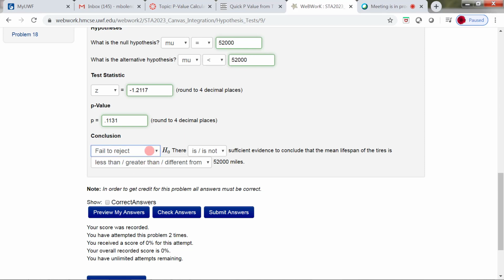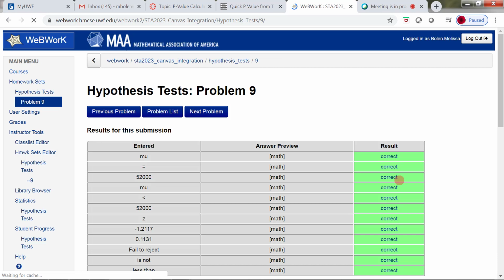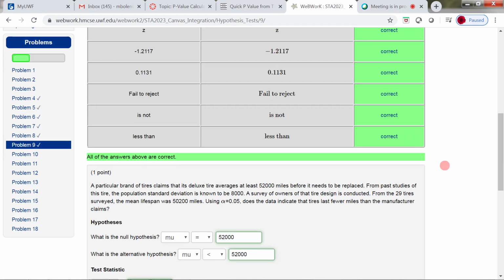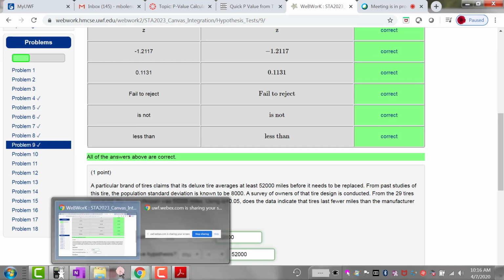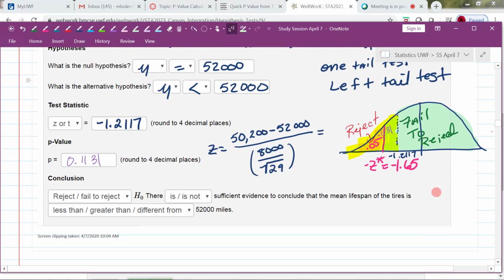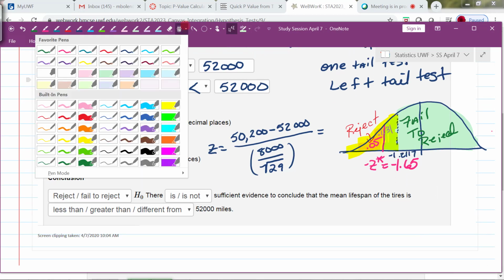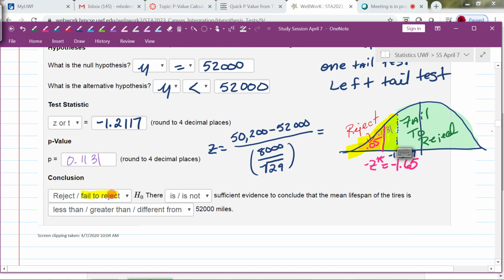If I fail to reject, that means there is not sufficient evidence to conclude that the mean lifespan of the tires is less than 52,000. There we go. And let me highlight that last little bit here. So we fail to reject. There is not sufficient evidence that it is less than. Alrighty, any questions on this problem from everybody who's attending the session?